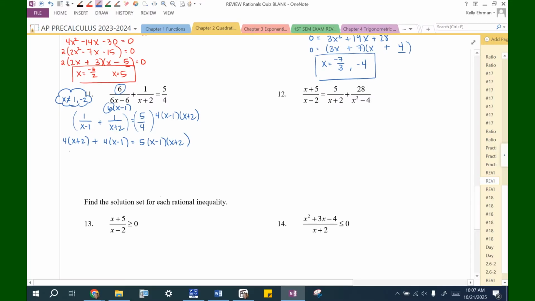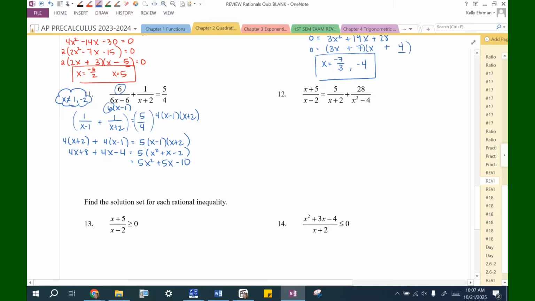Let's get rid of our parentheses. So 4x plus 8 plus 4x minus 4 equals 5 times. You should always distribute the binomials together first and then distribute the monomial through last. x squared plus x minus 2. Let's distribute that 5 through as well. 5x squared plus 5x minus 10.